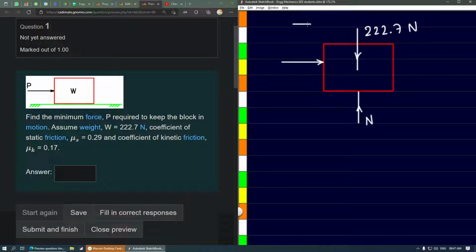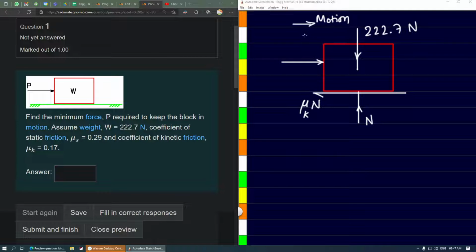Because the impending motion is towards the right, the friction force will try to avoid that motion and hence will act towards left. This friction force will be mu k times N because the motion is already happening. It's not just impending motion, it's actual motion. So we have to consider it as a kinetic or dynamic situation. That's the reason we are taking mu k instead of mu s. So let's go ahead and find the minimum force P.